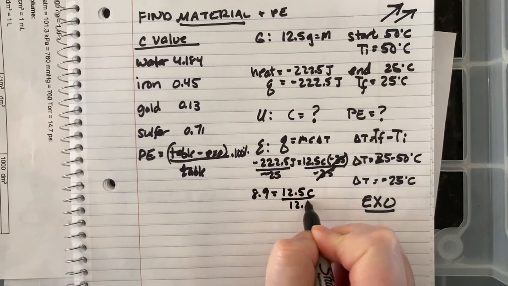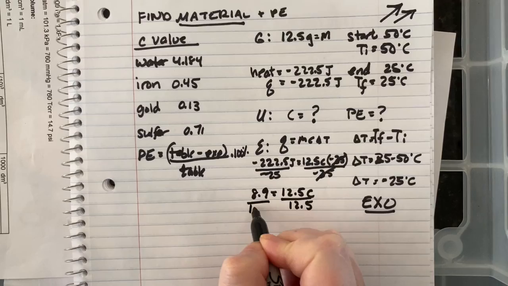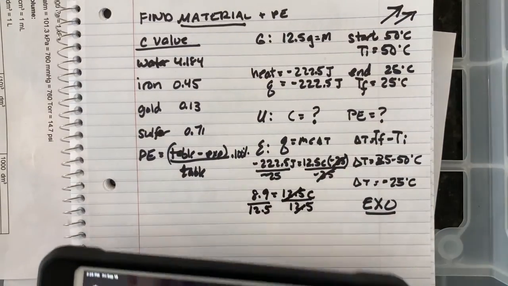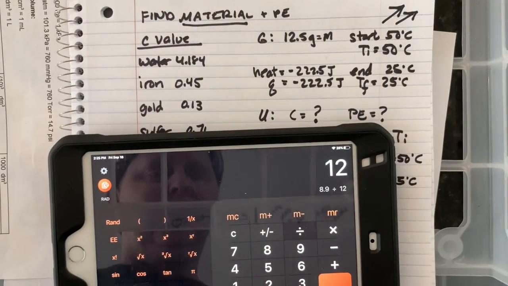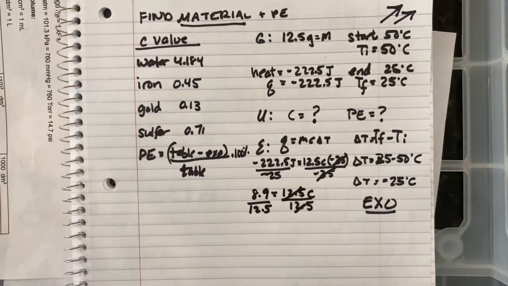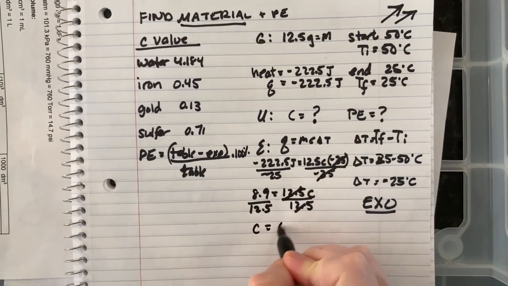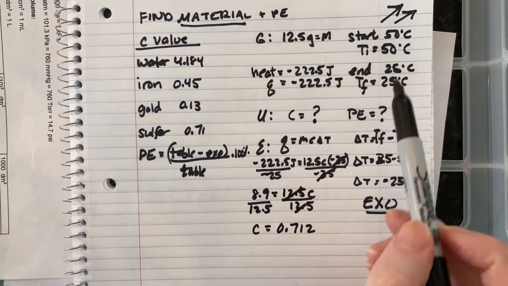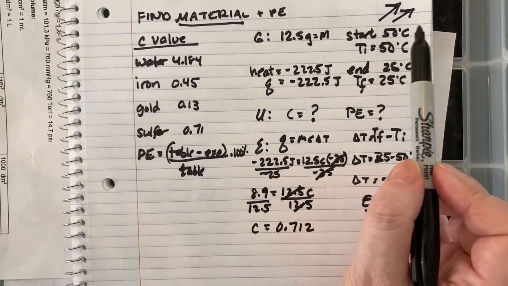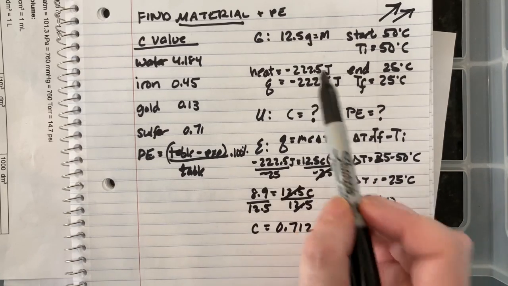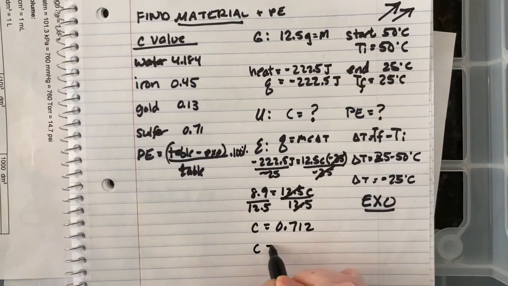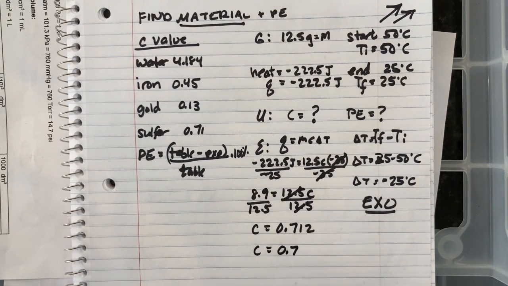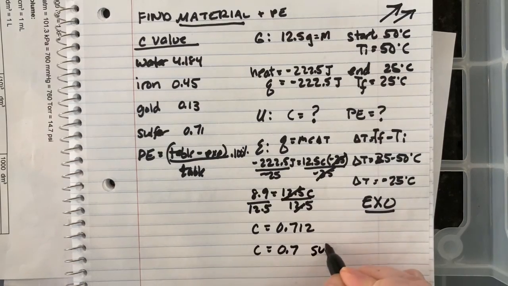Again, divide by 12.5 because it's attached to the C and I want to get C by itself. And what I do to one side, I do to the other. 8.9 divided by 12.5 is 0.712. I look back at my sig figs, and okay, I have 3 sig figs here, 1 sig fig there, 4 sig figs there. So C equals 0.7. Okay, and now what do I think it is? I look at my chart. Oh, I think it's sulfur.